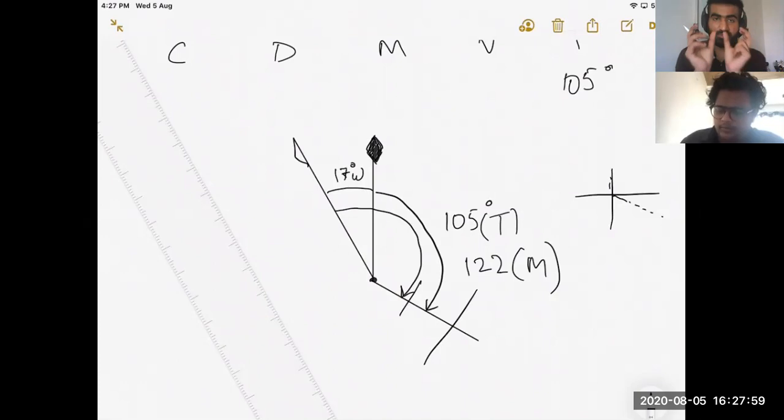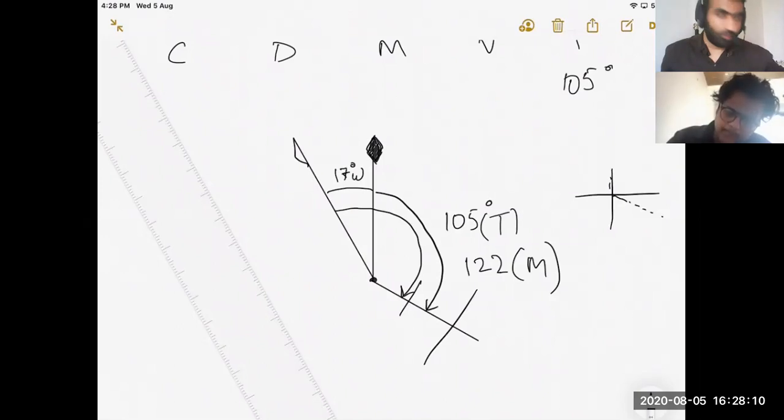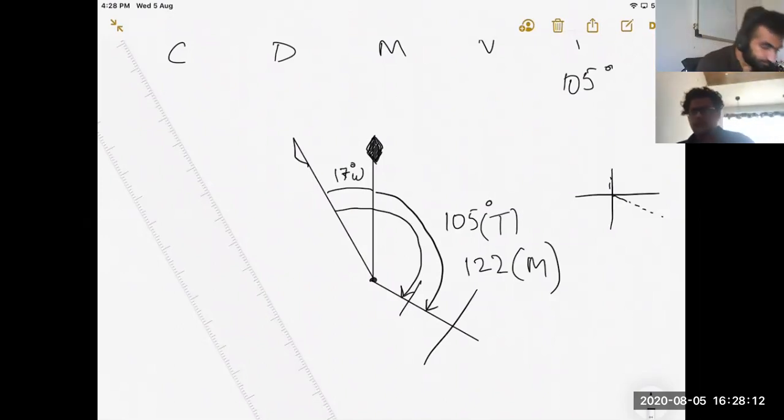So CDM is one part and MVT is another part. You have to treat them separately. CDM is different, MVT is different. Are you following? Yes, sir.